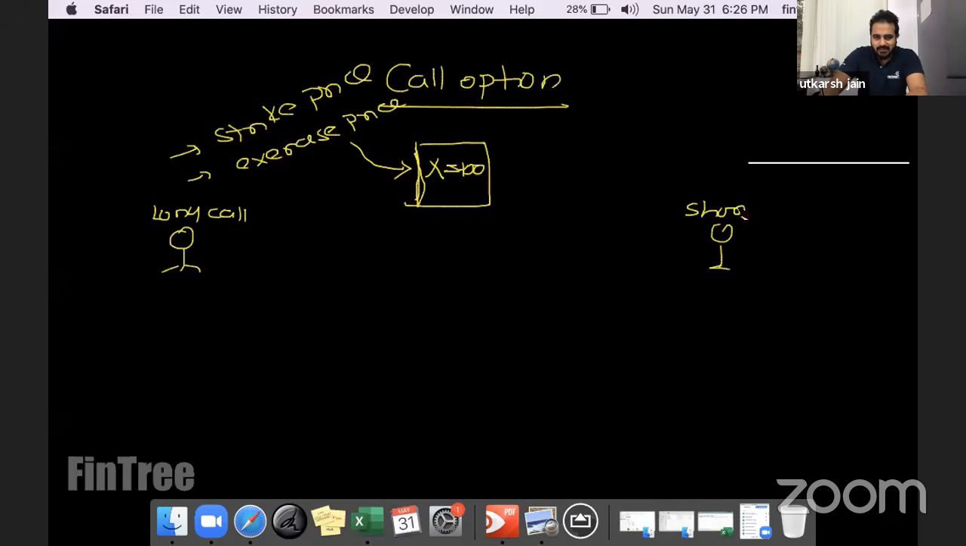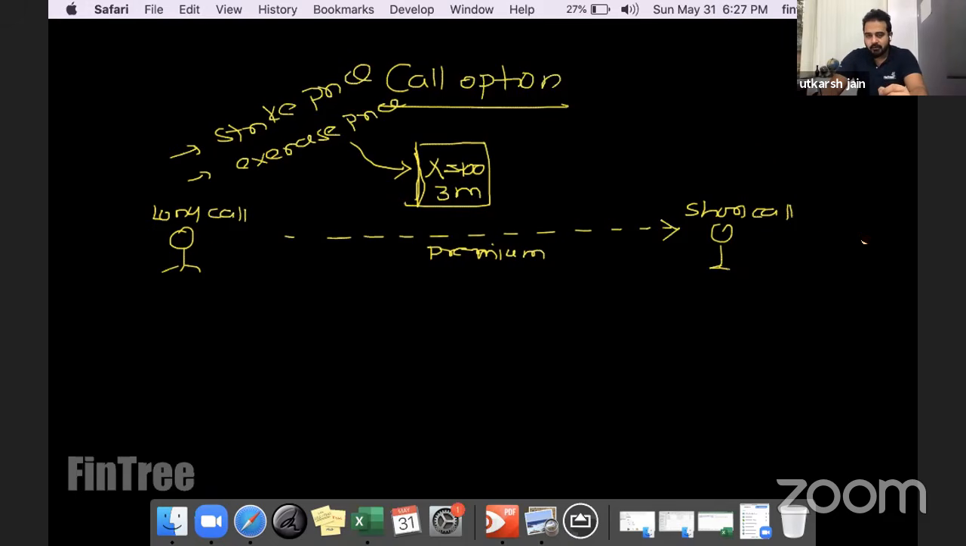Now, what is really happening is that the short call is taking an obligation, and that obligation results in a right for the long call. So what the long call will do initially is pay something to the short call, and that payment is called premium. This is happening at the beginning, not at the end of the option. Maybe the option has, let's say, a 3-month expiry. So right at the beginning, the long call will pay something to the short call. Let's say the amount of premium is a simple 20.